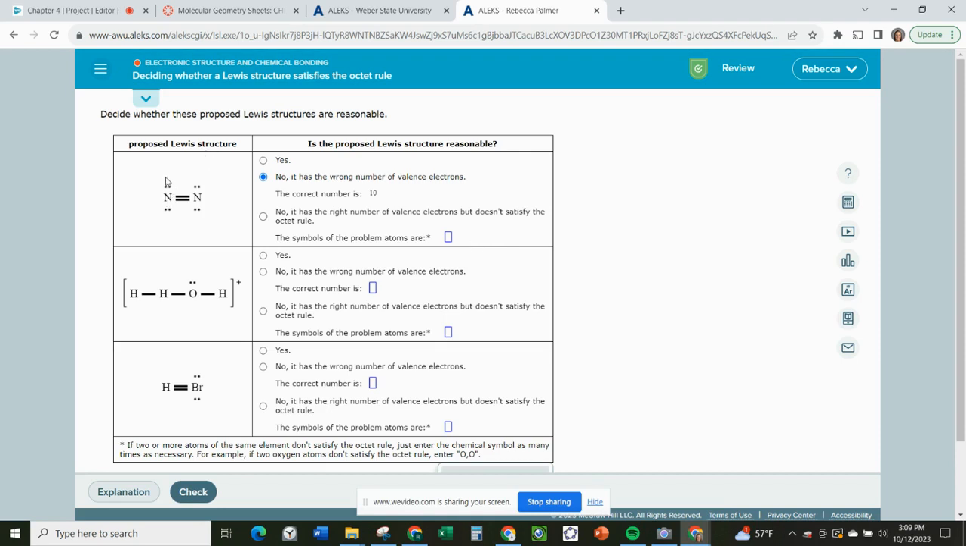Okay, I guess we should stop and say that this is a lone pair, that's 2 electrons, and each bond is 2 electrons. So this is a double bond. This has 4 electrons in this double bond.